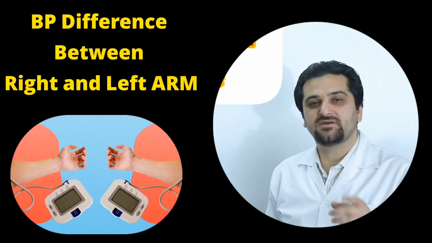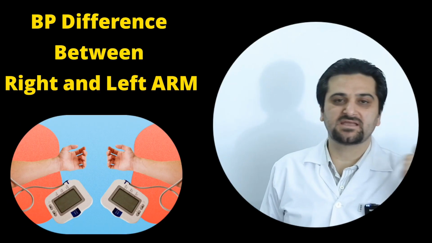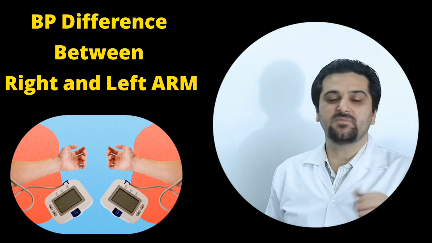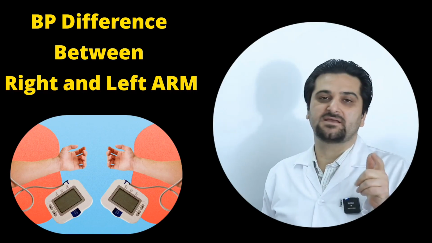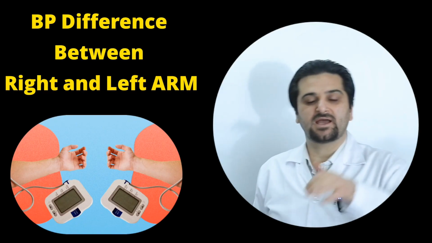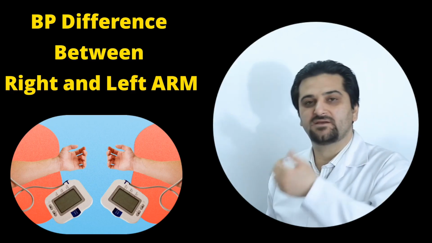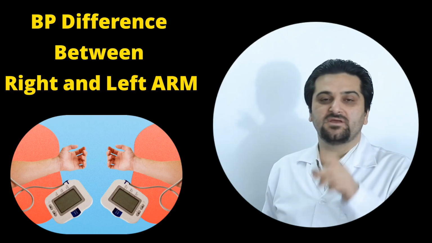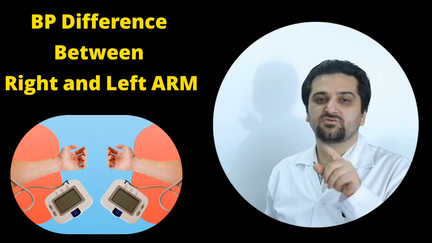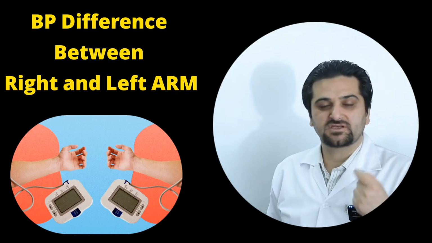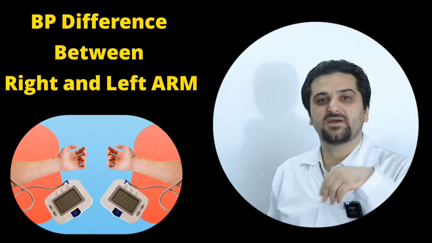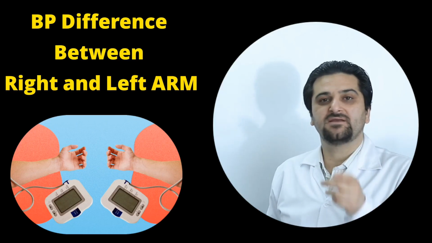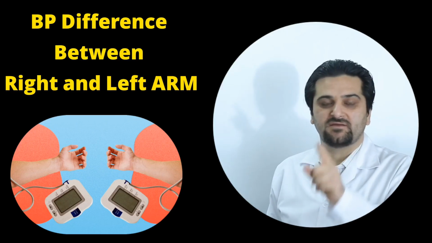The next topic is about the difference in blood pressure between the right and left hand. Normally, the blood pressure in both hands is not exactly the same, and the blood pressure in one hand, usually the right, may be higher than the left, but this difference is typically no more than 10 millimeters of mercury. Therefore, if the blood pressure difference between the hands is more than 10 millimeters of mercury, we must definitely consider the possibility of an underlying pathology.